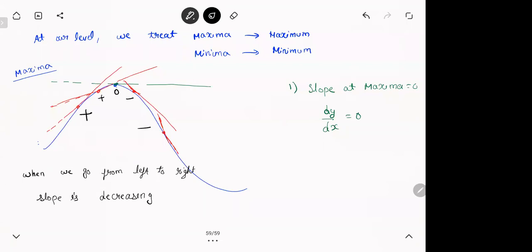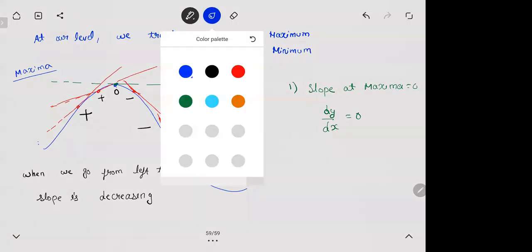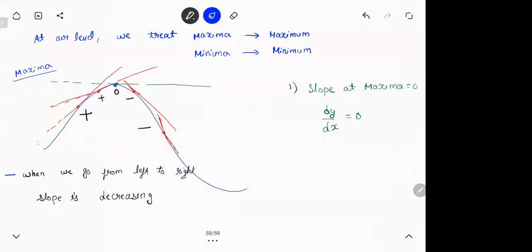If the angle is acute, it is a positive slope. If the angle is obtuse, it's a negative slope. Now that means the slope is decreasing. So what is the rate of change of slope? What is the change in slope, positive or negative? Negative. Think, if something is decreasing, will the final value be greater than the initial or less?